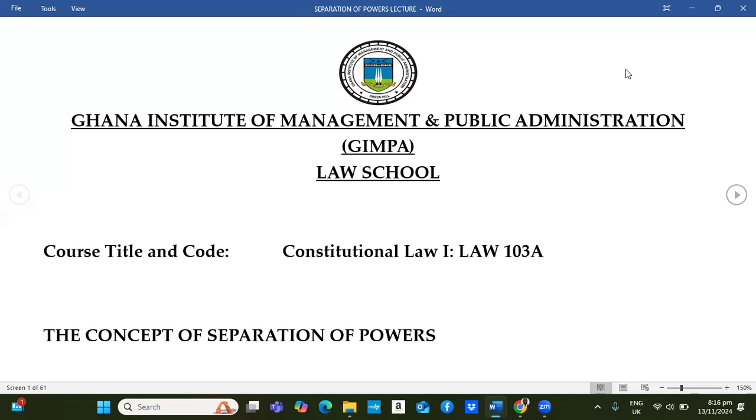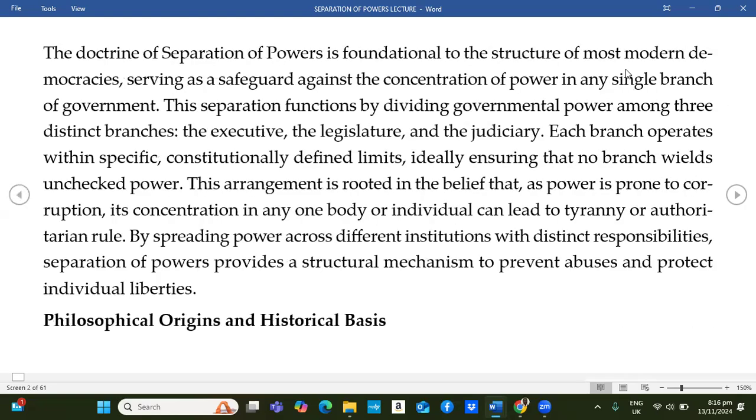How is the concept of separation of powers reflected? Have we followed what we call the strict version of separation of powers, or have we adopted the flexible version? So these are the matters we are going to be discussing in this particular class.